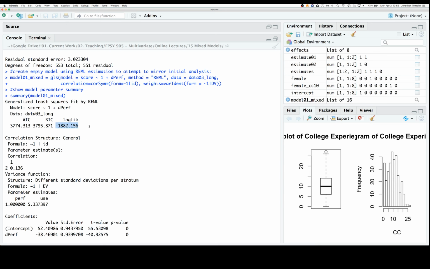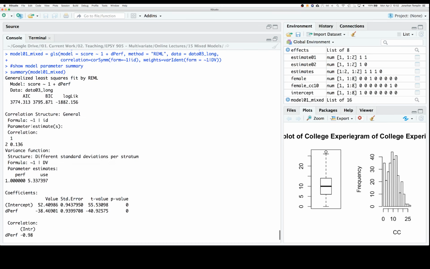Now you'll recall log likelihood is important. We use that in likelihood ratio tests, although now our likelihood ratio tests are going to be a little bit more curious, and I'm going to get to that in just a moment. AIC and BIC were also used for model comparison when we had non-nested models where we couldn't use the log likelihood or the likelihood ratio test.